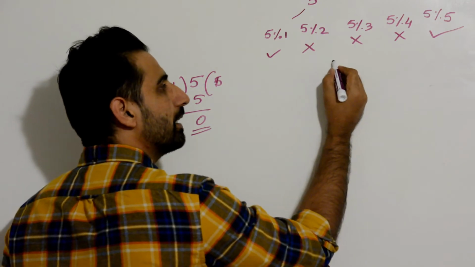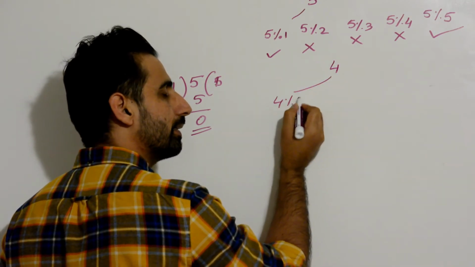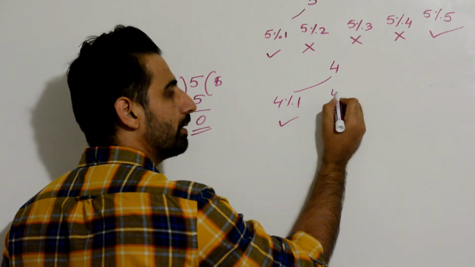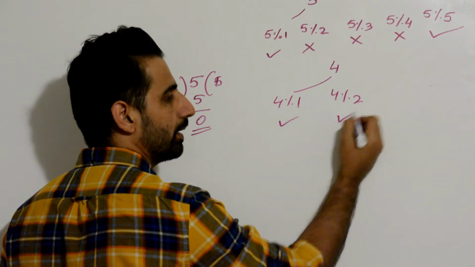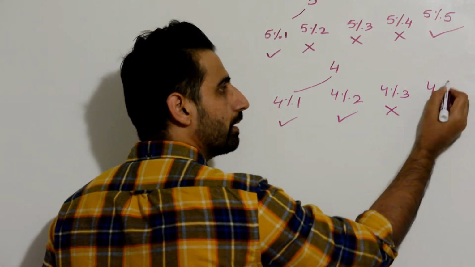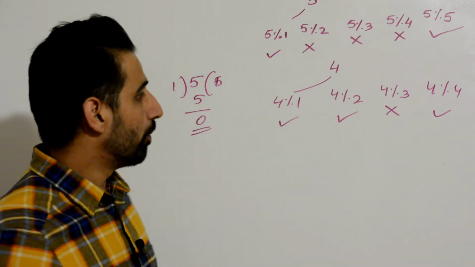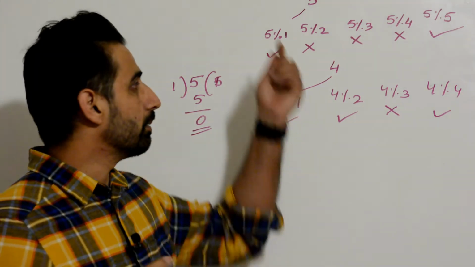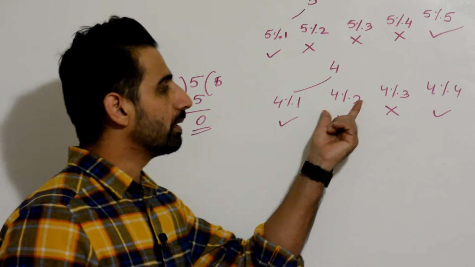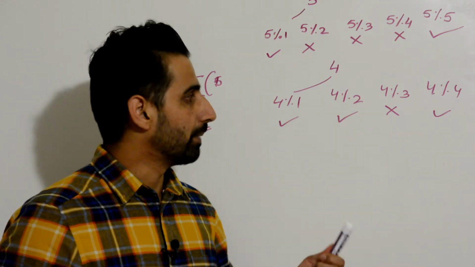Another example, if I say 4. Is 4 divisible by 1? Yes, true. Is 4 divisible by 2? Yes, true. Is 4 divisible by 3? No. Is 4 divisible by 4? Yes. But this is not a prime number. Why? Because I told you that a prime number is divisible by 1 or by itself, but 4 is divisible by 2 as well. So for that reason, 4 is not a prime number.